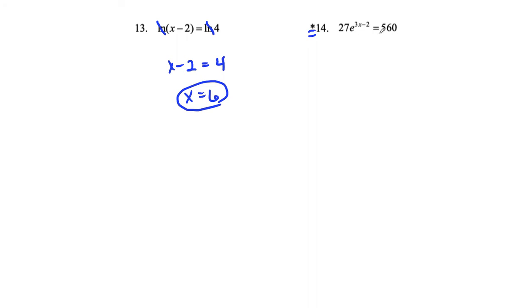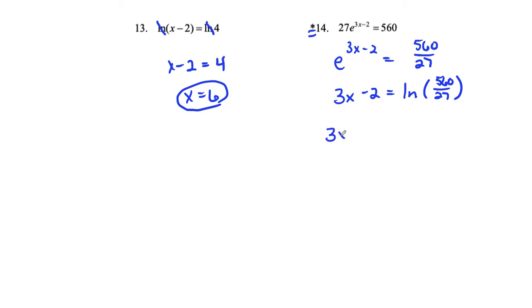Recognizing that at some point I'm going to want to convert this into logarithmic form, but I need to divide by 27 first, we're going to end up with e to the 3x minus 2 power is equal to 560 divided by 27. Now I can switch it into logarithmic form. Since this is base e, we end up with 3x minus 2 is equal to the natural log of 560 divided by 27. Then I'm going to add 2 to both sides, so we end up with 3x is equal to 2 plus the natural log of 560 divided by 27.